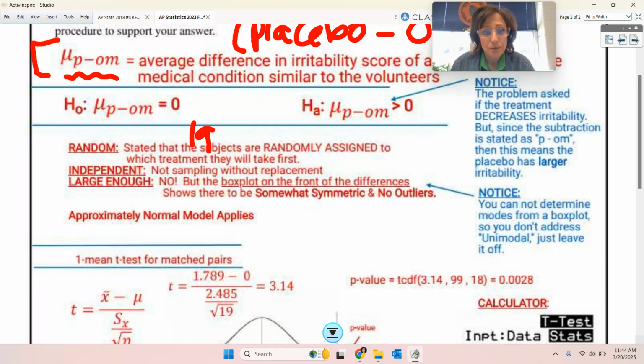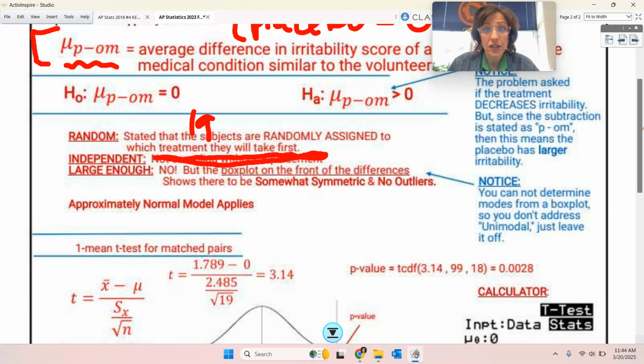And so that actually doesn't make sense either, sampling without replacement. When we have an infinite amount of things to come from, it doesn't really matter. So we technically do not do that 10% condition when we are assigning to an experiment and have that infinite amount of subjects. Okay. So no, large enough? It is not large enough. 19 is not large enough.